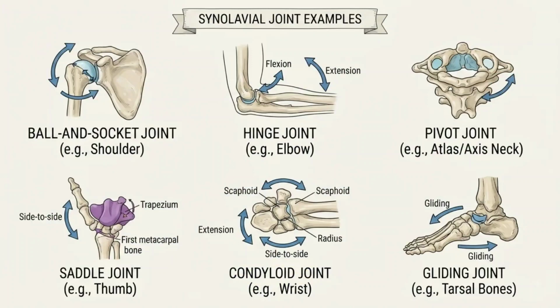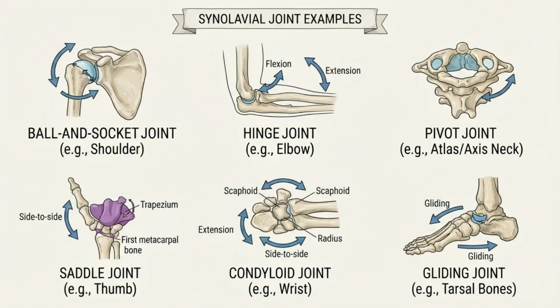Condyloid joints, also called ellipsoid joints, generally allow movement in two primary planes. These include flexion and extension, as well as abduction and adduction. A combination of these movements can produce circumduction. The radiocarpal joint of the wrist is a common example of a condyloid joint.